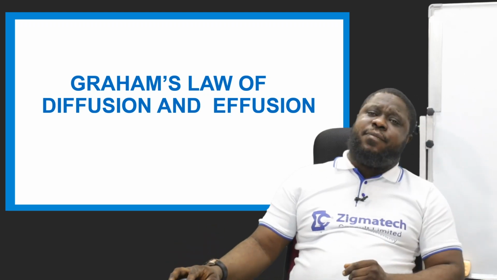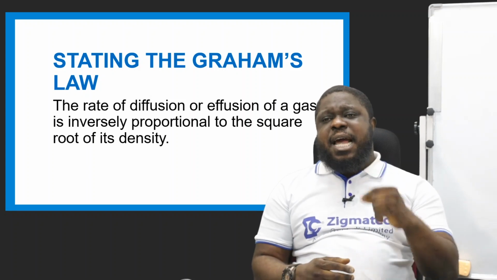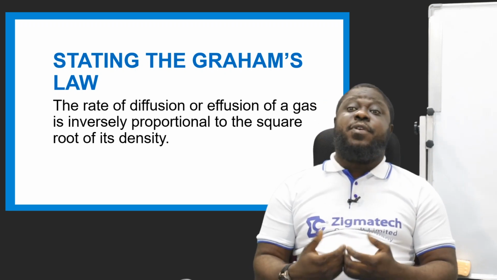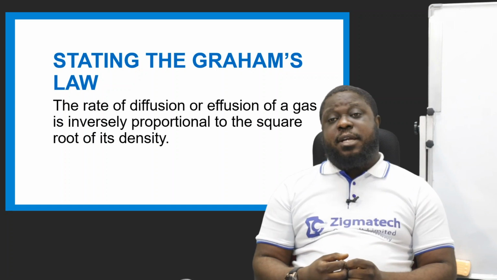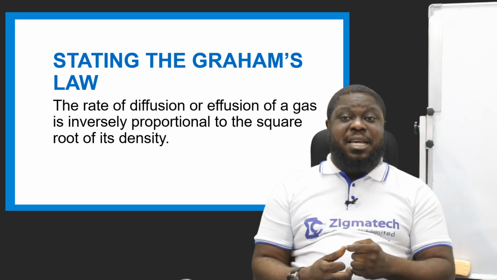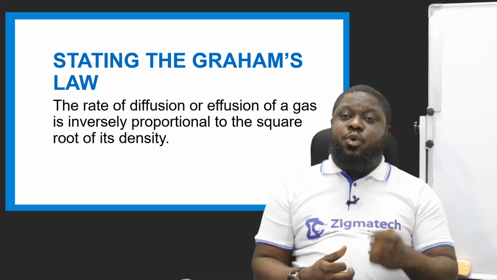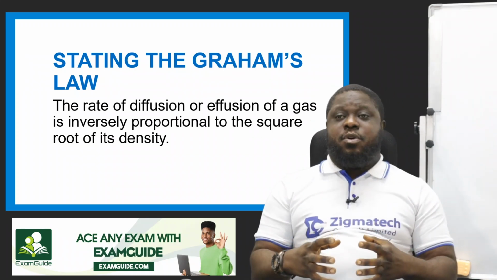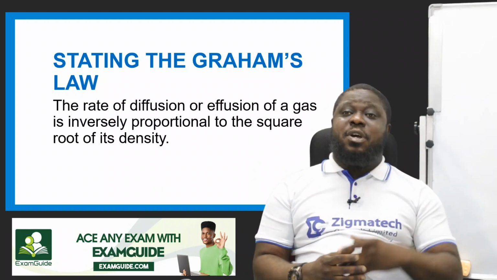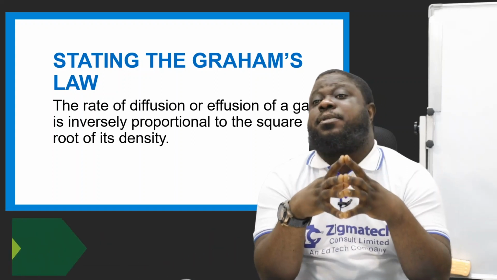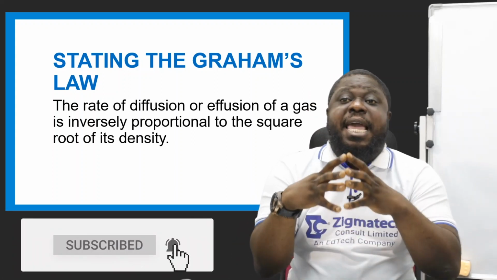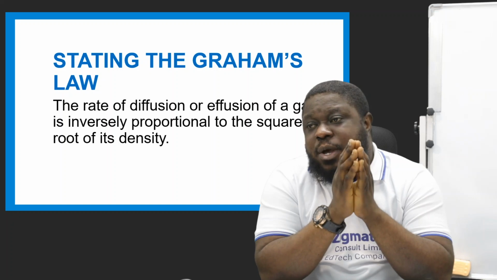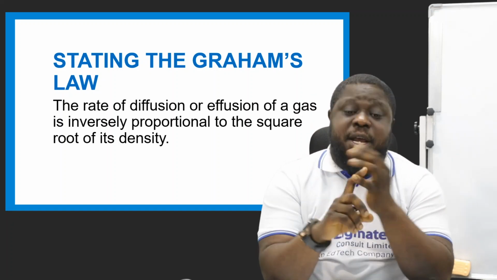Now, let's know Graham's law of diffusion. Graham's law of diffusion states that the rate of diffusion or effusion of a gas is inversely proportional to the square root of its density. In essence, its vapor density. You can still say its density. Density means mass per unit volume. We know that: the mass occupying a volume. So it's telling us that the rate at which this gas escapes, the rate at which it fills a container, is inversely proportional to the square root of its mass or density. Because if you allow a gas to escape, a gas does not have a fixed mass, it does not have a fixed volume.